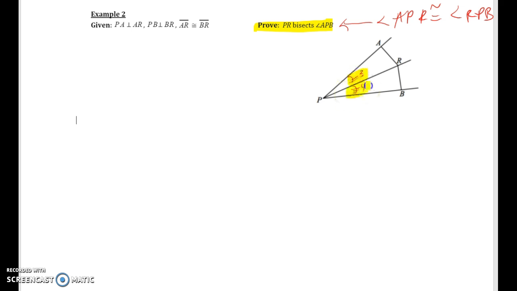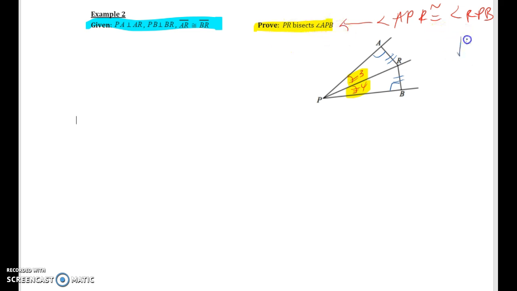Again, that's not given, so I'm going to highlight those as not given information. Our given information, which we're going to annotate on our diagram, is PA is perpendicular to AR, PB is perpendicular to BR, and AR and RB are congruent.